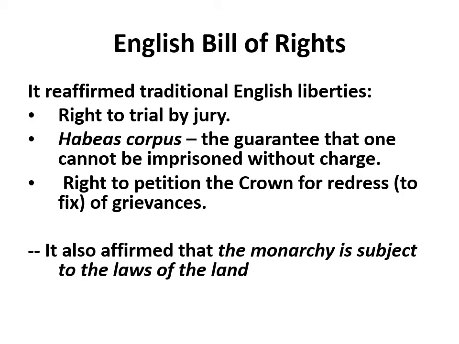And it lays out all these various rights that the citizens have. And then, probably most important, it also affirmed that the monarchy is subject to the laws of the land. So the monarchy is not above the law. That's how the Stuart kings were trying to rule, as if they were above the law, as if it didn't apply to them. The English Bill of Rights says yes, the law applies to you, the monarch, just as much as it applies to every English citizen.